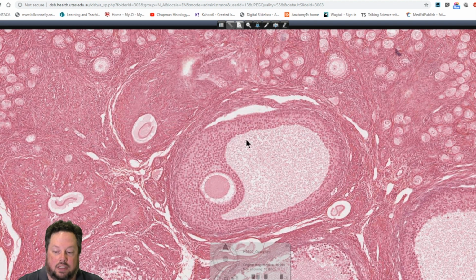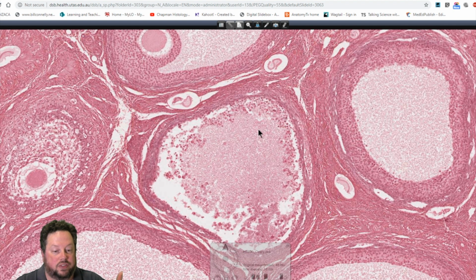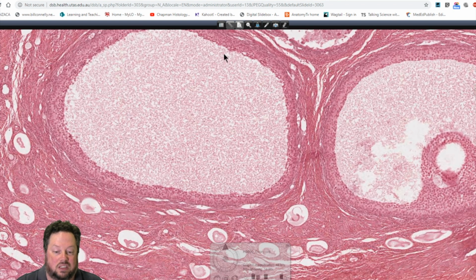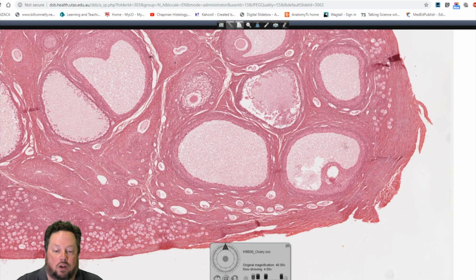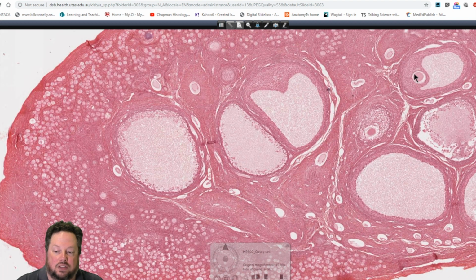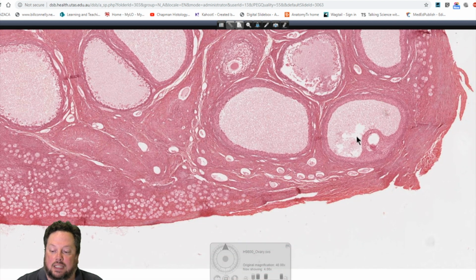All right, so that continues to develop. In the presence of FSH, it then becomes this large Graafian follicle, and eventually the oocyte becomes quite eccentrically located on one side of the large Graafian follicle. You can see how it's almost eccentrically located here. Now this continues to grow. It bulges from the surface of the ovary.